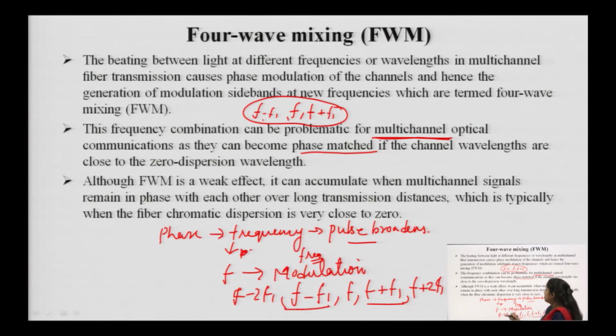Although FWM, that is our four-wave mixing, is a weak effect, it can accumulate when multi-channel signals remain in phase with each other over long distance transmission. So, we can easily say that each of these Kerr nonlinearities can be reduced by reducing the distance between the input and the output terminals.